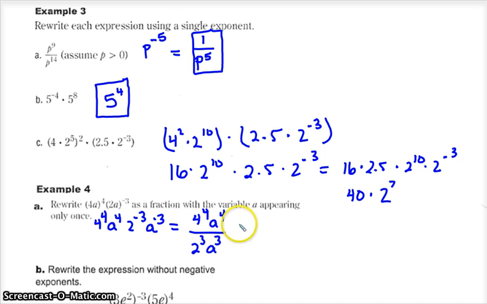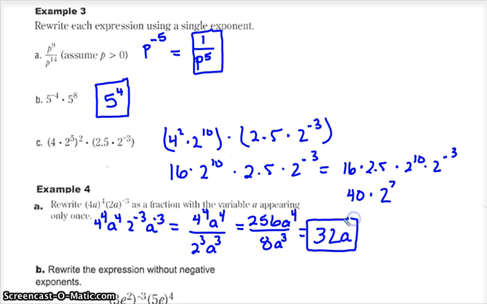So my numerator simplifies to 256 a to the 4th. My denominator is now 8a to the 3rd. Since I have a common factor, I can divide. 256 divided by 8 is 32. And then because of my properties of powers, I can subtract because we have the same base. So 4 minus 3 is 1, so my final answer should be 32a.